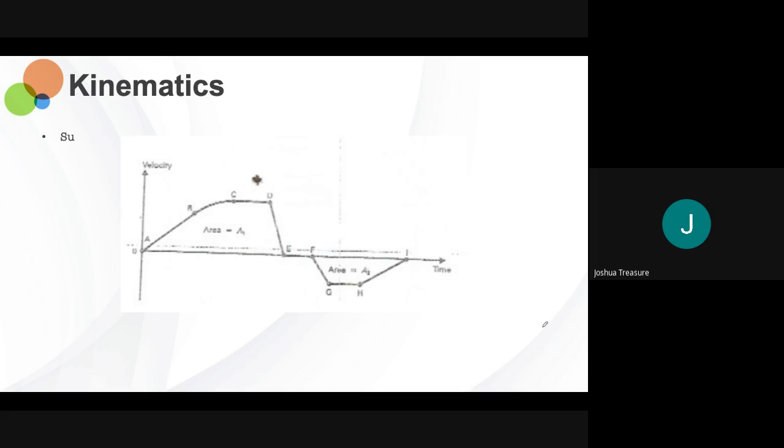Now, this is a velocity time graph. Now, this is a little different, right? But essentially, let's see how it goes. All right. Now, what's happening from A to B again? Acceleration. All right. Acceleration. And from B to C?